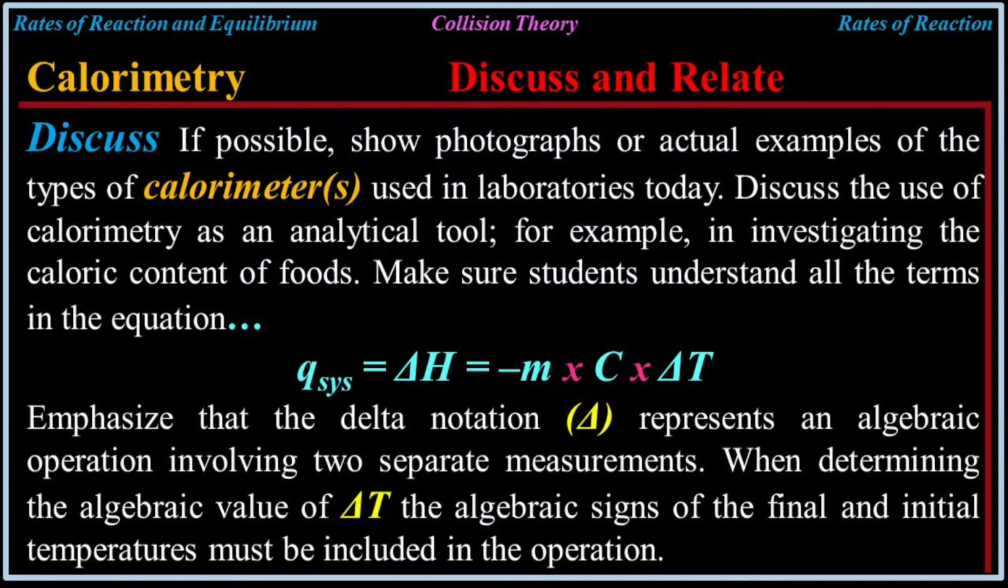system equals delta H equals negative m times C times delta T. Emphasize that the delta notation represents an algebraic operation involving two separate measurements. When determining the algebraic value of delta T, the algebraic sign of the final and initial temperatures must be included in the operation. That's very important and the source of most error in these kinds of calculations.